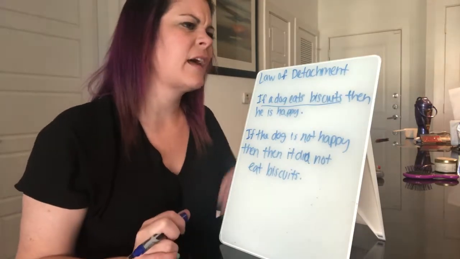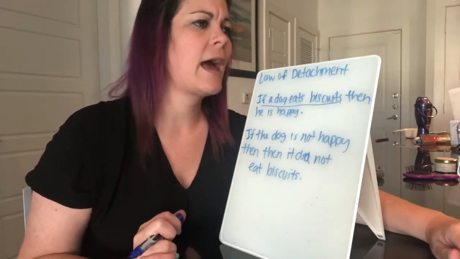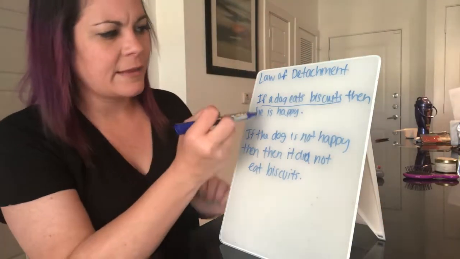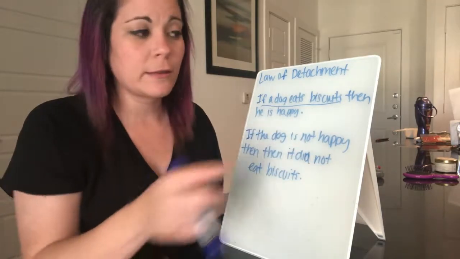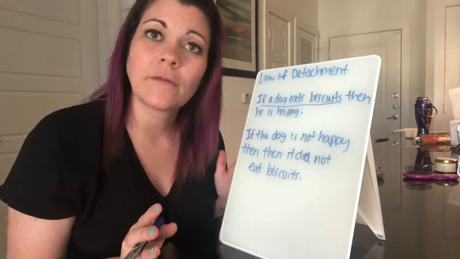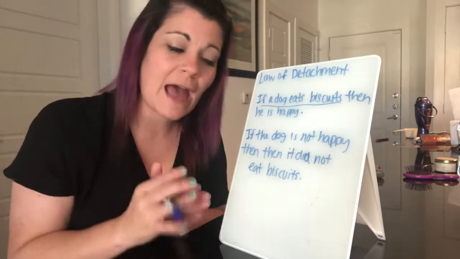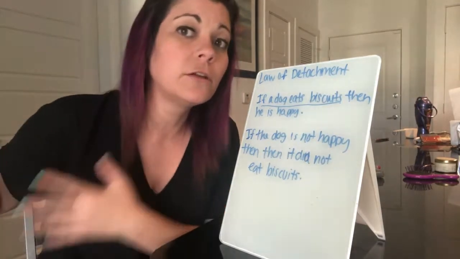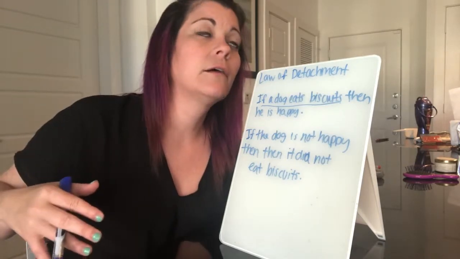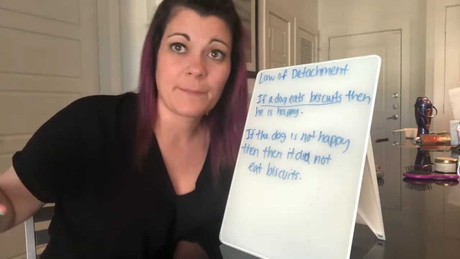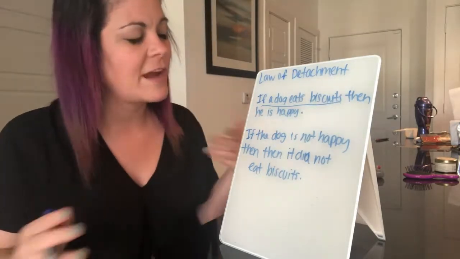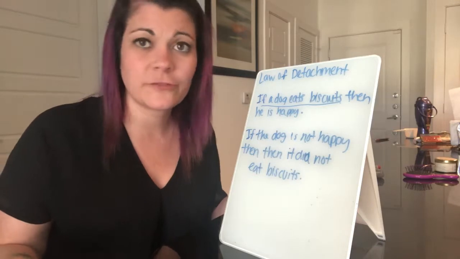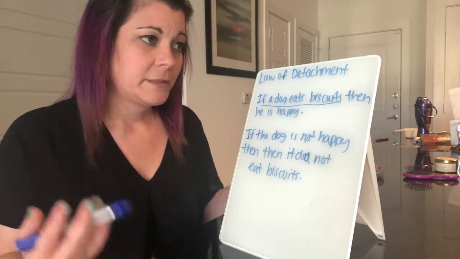And let's just say that we said Fido is happy. So Fido is happy, that's the conclusion part. We can't assume that he ate a biscuit because that's not what the law of detachment says. The law of detachment says if the hypothesis happens, then we can conclude that the conclusion happens. Not if the conclusion happens, then we can infer that the hypothesis happened. That's not the law of detachment. So if I just say Fido is happy, the dog is happy, then there's no conclusion.